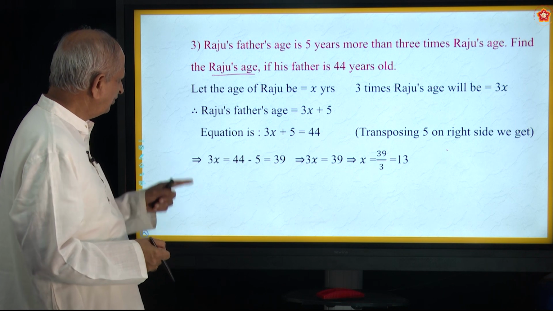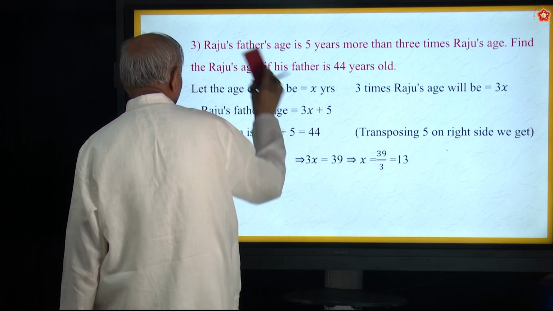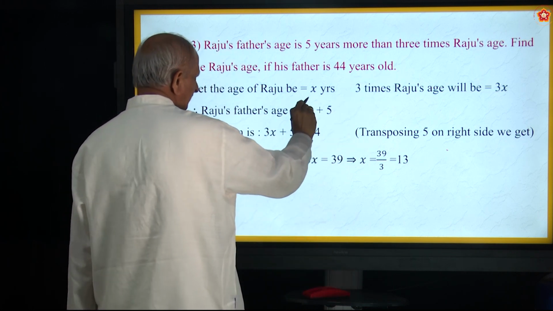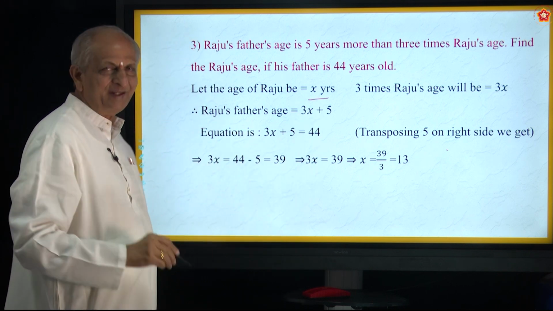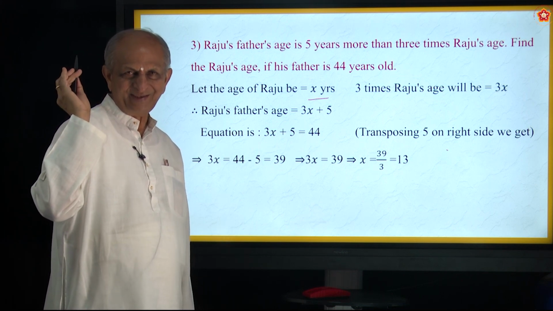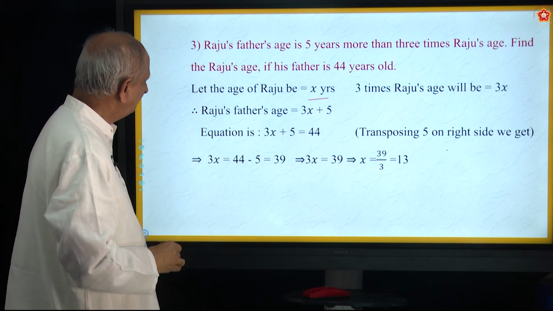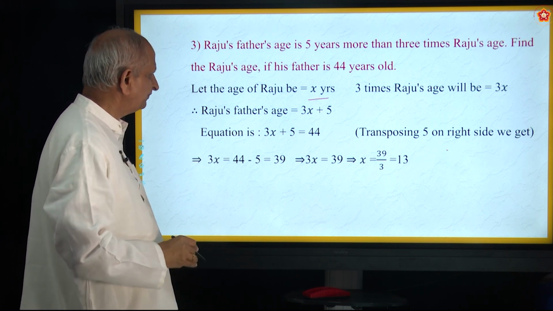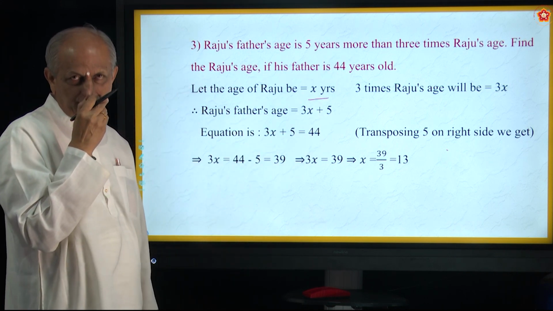So, here how to find out what is to be found? Whatever they ask, you must take it as x. So, find Raju's age. Let the age of Raju be x. Then naturally, you will have a mother and father, correct? Here Raju's father's age is compared. How is it compared? It is told that Raju's father is 5 years more than 3 times the age of Raju.